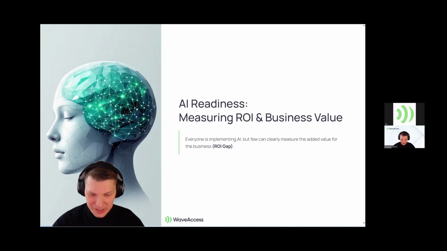The topic today is AI readiness, how to measure ROI, return on investment, and business value. And from my point of view, from my experience, it's the most important part in the development or implementation of artificial intelligence for the company.